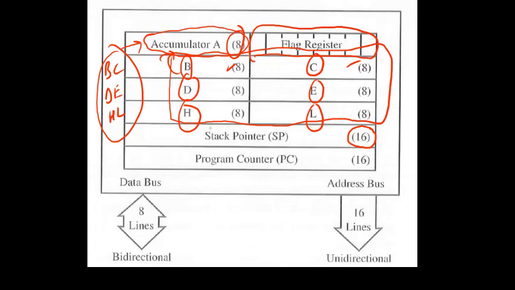Where the stack will start is given by the stack pointer register. The stack pointer register points to the memory location where the stack starts and where we can store the data temporarily. Then we have the program counter register, PC. It is 16-bit. The name program counter doesn't mean that it is counting the program. It is not so.